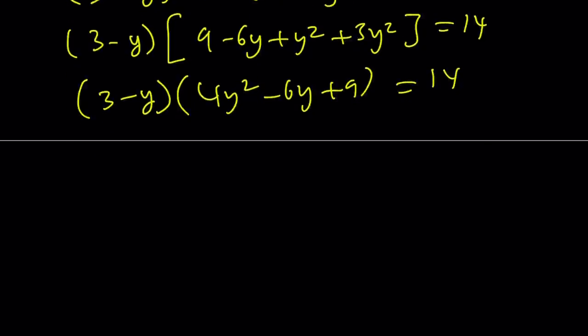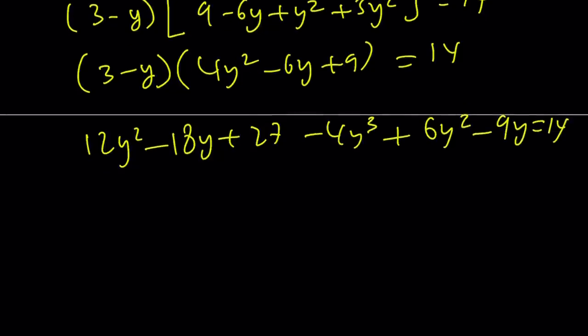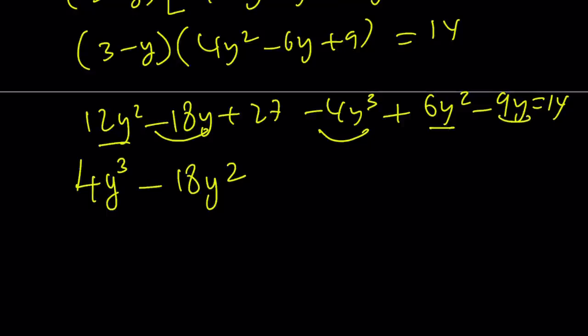And here we can go ahead and distribute: 12y squared minus 18y plus 27 minus 4y cubed plus 6y squared minus 9y equals 14. And this is going to give us something nice, hopefully. But this is a negative, so let's put everything on the right-hand side. Positive 4y cubed. From here, I'm getting 18y squared, but that's going to become negative 18y squared. This is going to become negative 27, so it's going to be plus 27y, and then minus 13 equals 0.